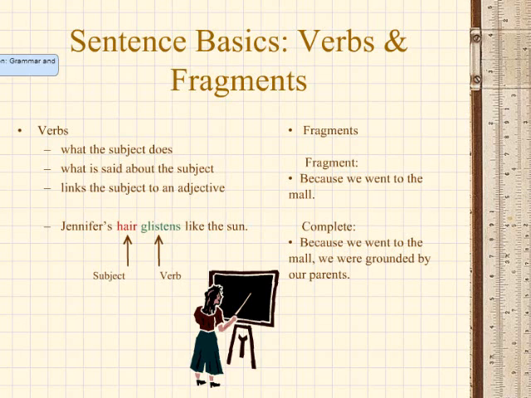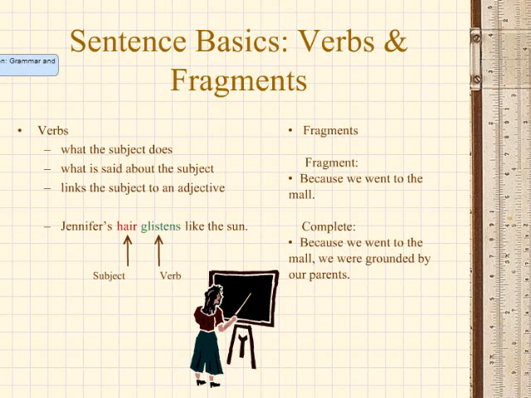But how do we find the verb? To find the verb, your textbook states that you should ask yourself what the sentence says about the subject. So let's go back to the example. Jennifer's hair glistens like the sun. We already know that the subject of this sentence is Jennifer's hair. So let's ask ourselves, what does this sentence say about Jennifer's hair? The answer would be, it glistens. So glisten is the verb.